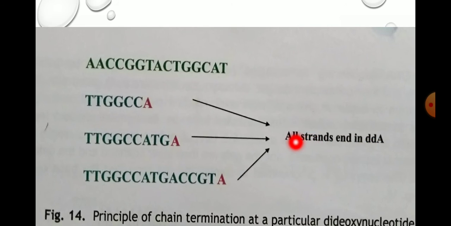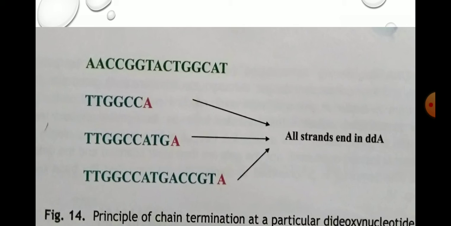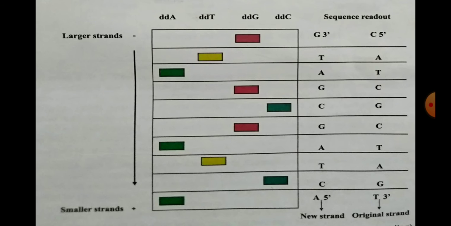If all these are allowed to undergo gel electrophoresis, we can find a pictorial representation such as this: ddA, ddT, ddG, ddC. Now see this one here, this is the new strand. So what happened here?